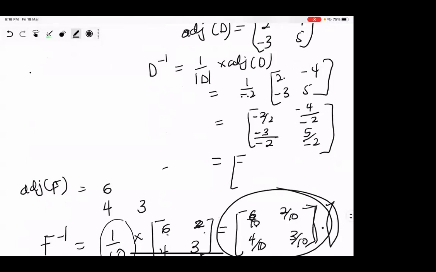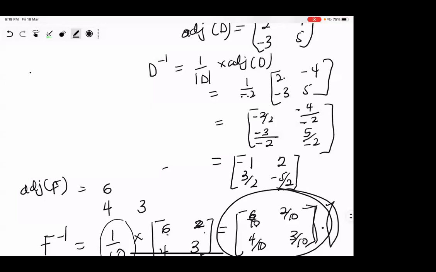So if we simplify this, this is minus 2 over minus 2, which is 1. Now, negative divided by negative is positive, so we have 2 here. And negative over negative is positive, so we have 3 over 2. And minus 5 over 2. That is D inverse.